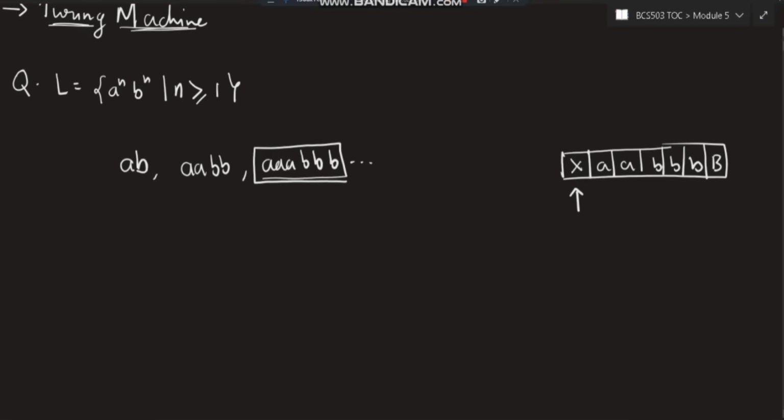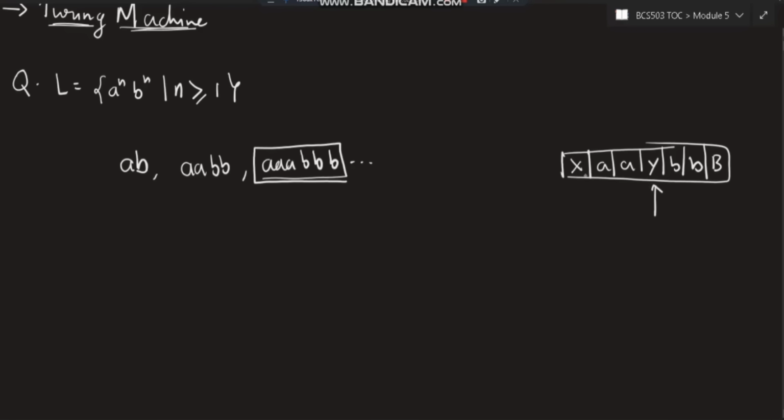Okay, I'll be replacing it with x, and I'll be finding a corresponding b for that. Since I have found an a here, I'll be finding a b now. The b came here. When I move forward, I found a b here. Now, for this b, I have to replace it with some other letter.